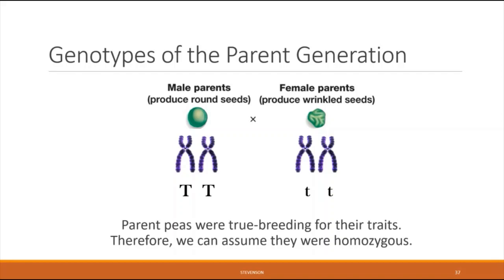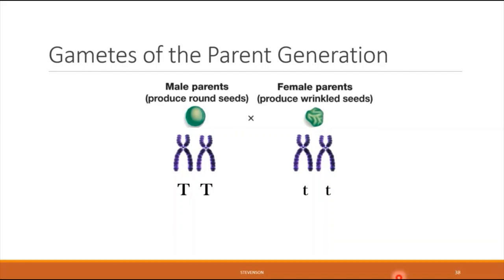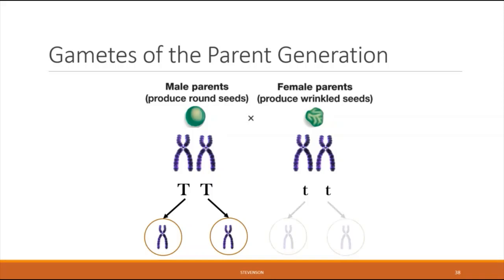Well, let's talk about what we would have found in the pollen of the male parent. As we know, when the male parent produced its gametes by undergoing meiosis, then it would take these two chromosomes and split them up so that in each pollen granule, there was only one chromosome or a half set of genetic information that it was passing down to its offspring. This is also true with the female parent.